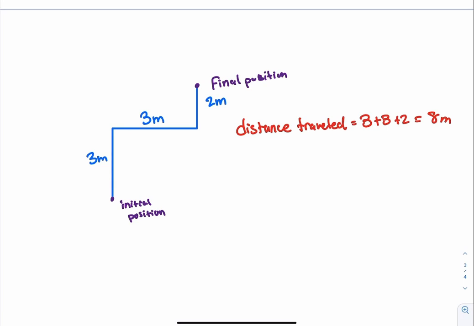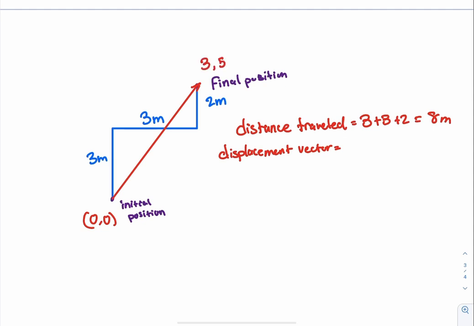Now, let's find the displacement vector. An easy way to find the displacement vector is to treat your initial position as 0, 0. Now, draw a vector to the final position. Using the path, you can discover that the final position, compared to a 0, 0 initial position, is 3, 5. From this, you can tell that the displacement vector is 3, 5.